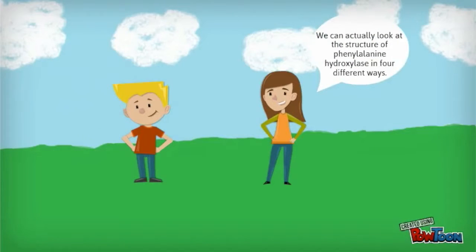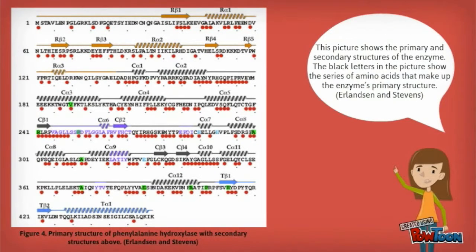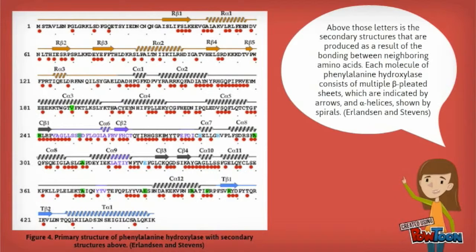We can actually look at the structure of phenylalanine hydroxylase in 4 different ways. This picture shows the primary and secondary structures of the enzyme. The black letters in the picture show the series of amino acids that make up the enzyme's primary structure. Above those letters are the secondary structures that are produced as a result of the bonding between neighboring amino acids.